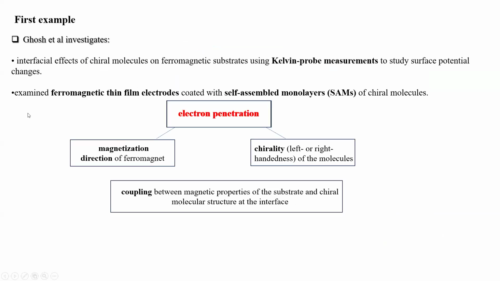Anyway, so the first example is where Ghosh et al. investigate interfacial effects of chiral molecules on ferromagnetic substrates using Kelvin probe measurements to study the surface potential changes. They examined ferromagnetic thin film electrodes coated with self-assembled monolayers of chiral molecules, and they found that electron penetration occurs from the metal to the chiral molecules.